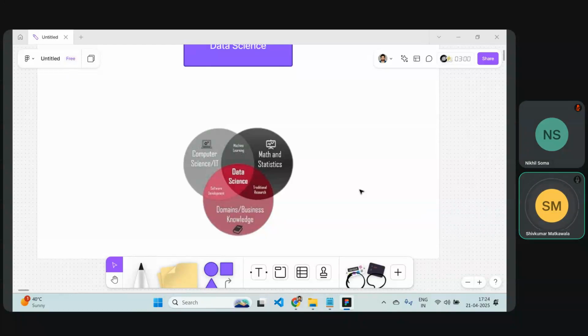But what is actually involved in data science? Data science is an intersection of three different things. Intersection means three different things are being combined somewhere. One is computer science, which means you have to have knowledge about some programming and basic knowledge about computer related things. So that is one field completely involved in data science.